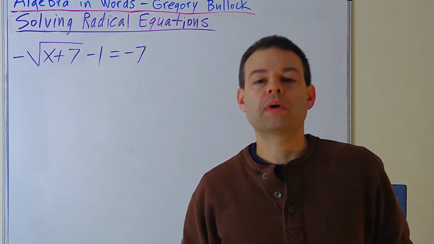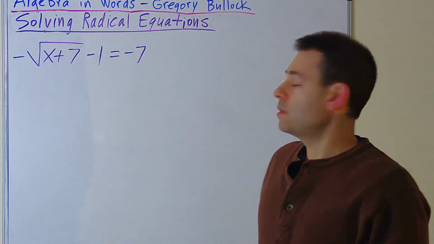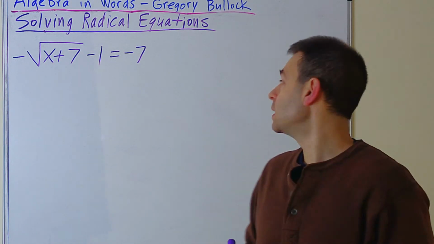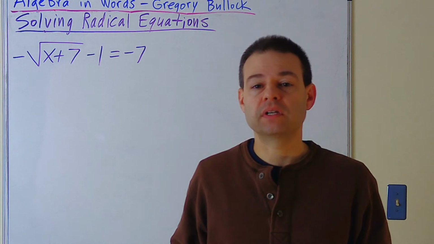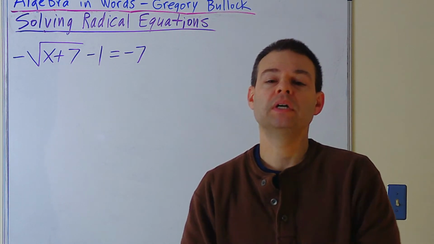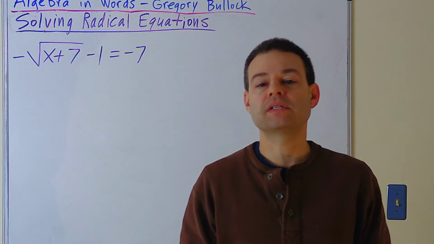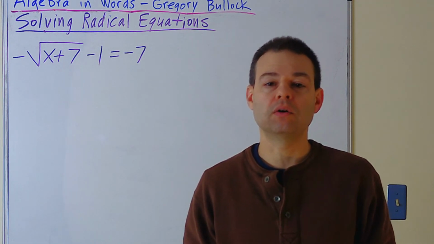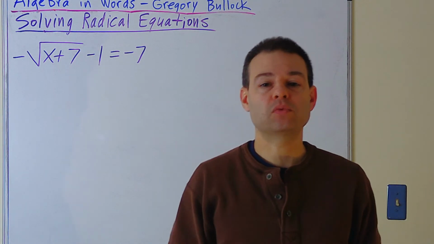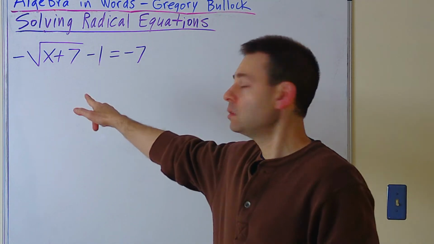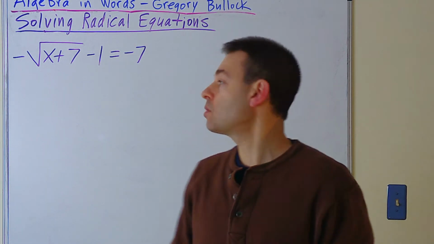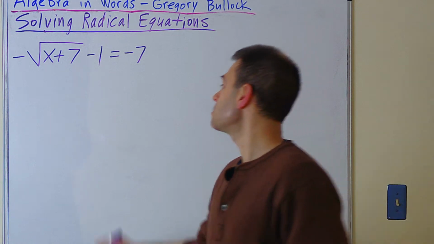Okay, I put one more problem on the board, and it is negative the square root of x plus 7 minus 1 equals negative 7. And we're going to use the same strategy as we used in the last problem. Now remember, if the radical is not alone, we want to make it alone on one side. So right now it has the minus 1 as well as a negative in front of the radical. So we want to get rid of those first. Let's start by adding 1 to both sides.